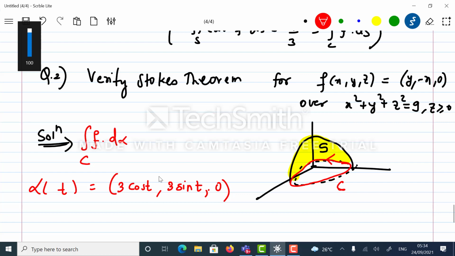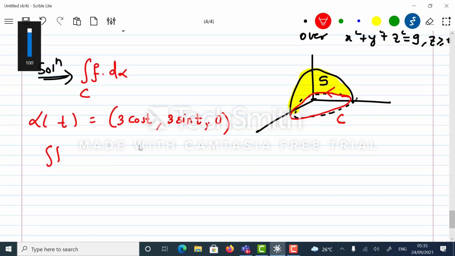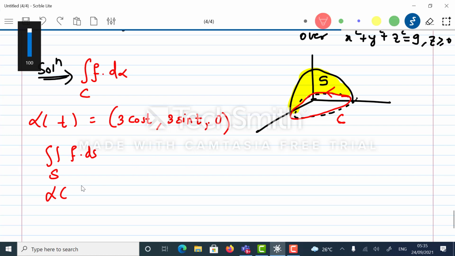Then, how will you evaluate the surface integral? For the surface integral, you will follow as follows. Here your parameterization alpha is on a sphere, so you can use a cylindrical transformation or a spherical transformation. Here I will take the cylindrical transformation, so it is alpha of r comma theta.